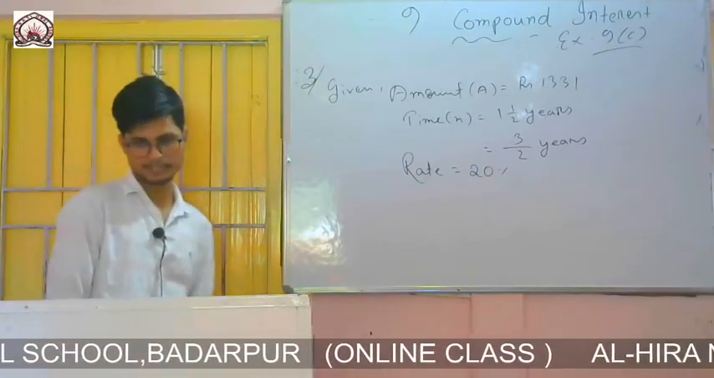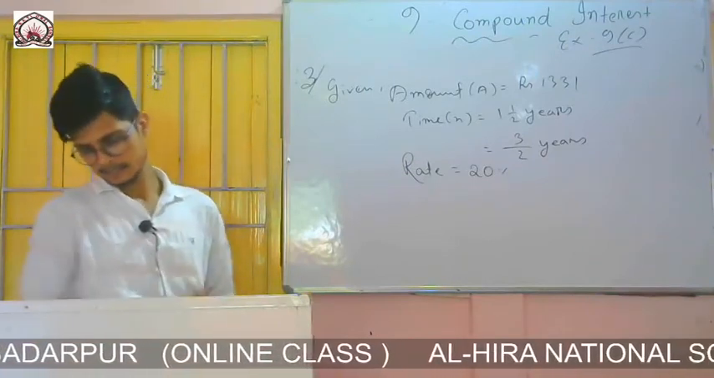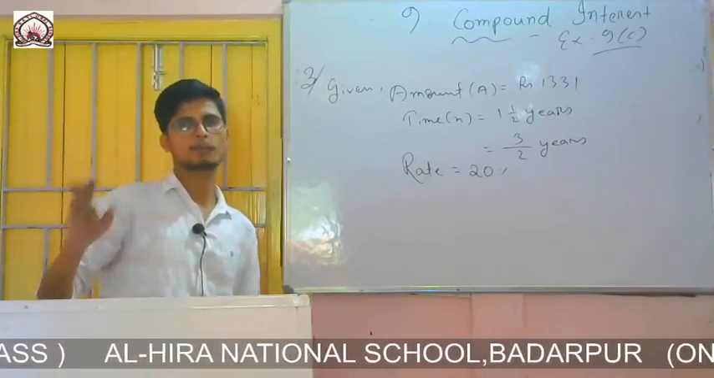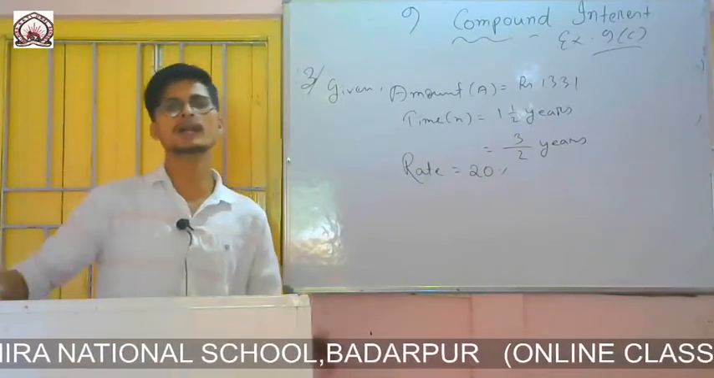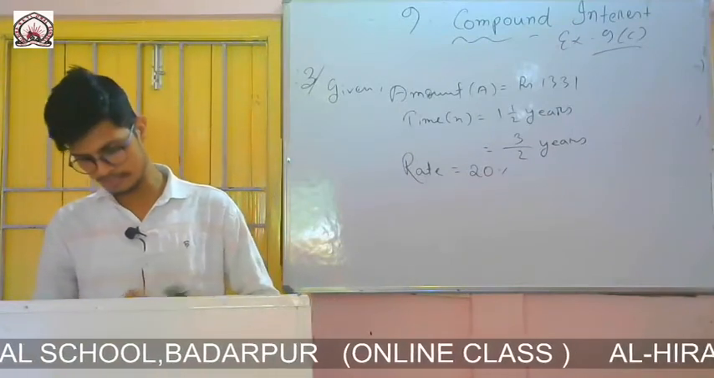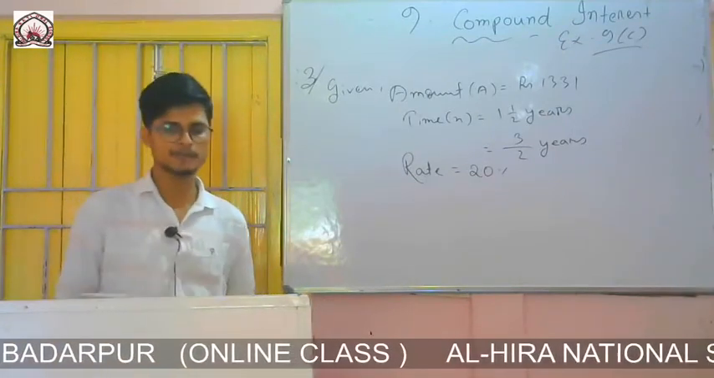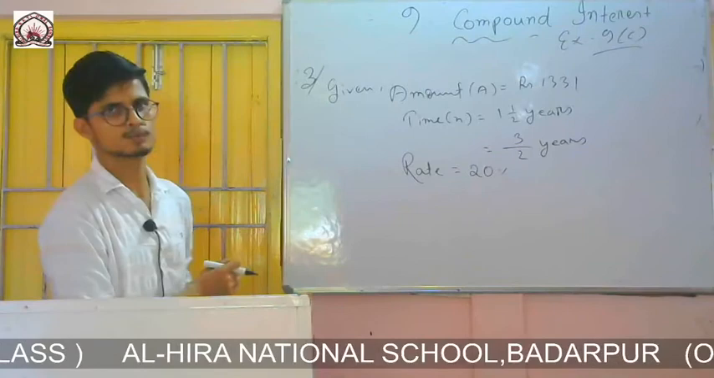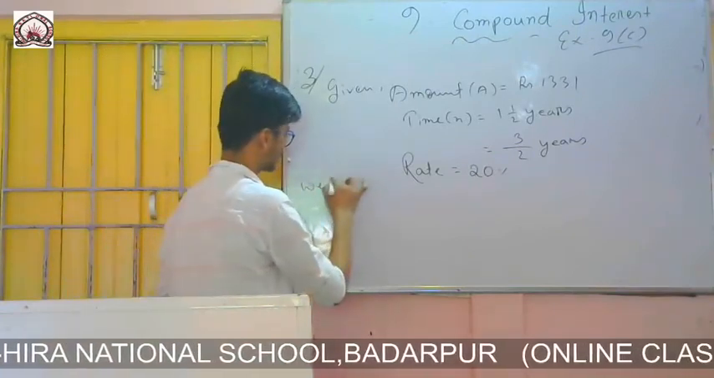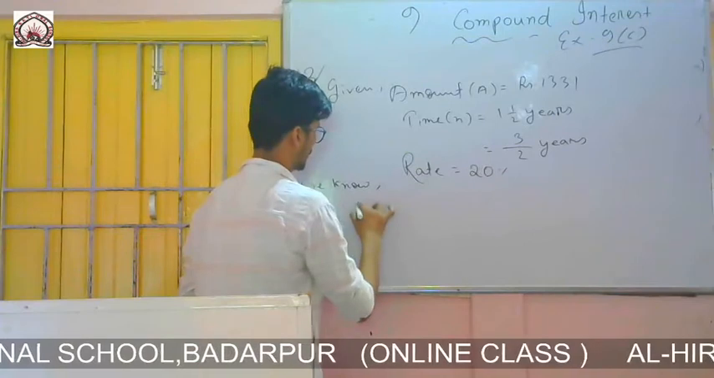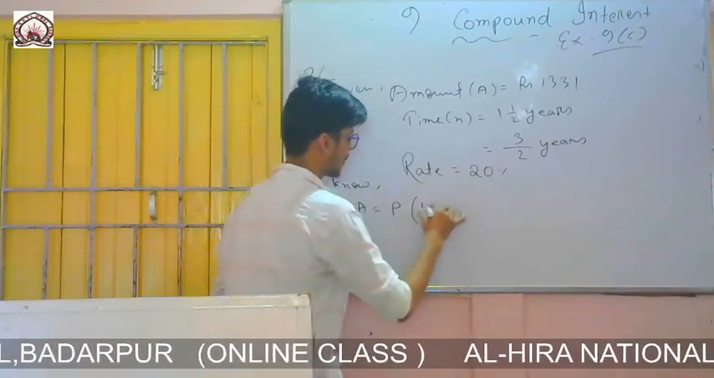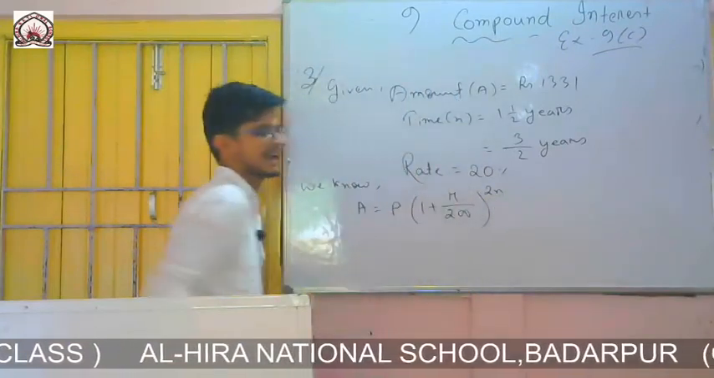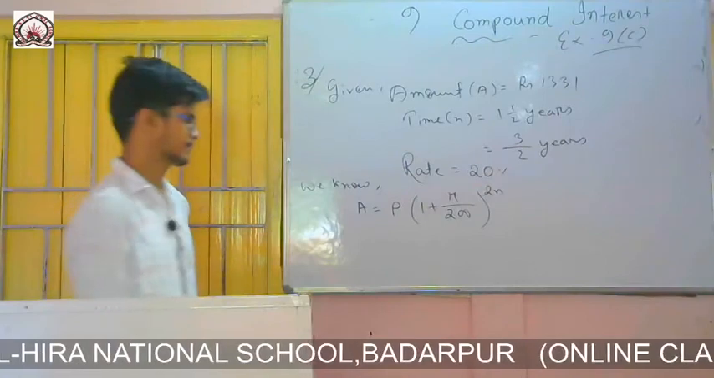But you see the question, in question number 3 it is compounded half yearly, so we will use the formula amount equals P into 1 plus R by 200 to the power twice n, because in this case it is compounded half yearly. So you write, we know amount equals P into 1 plus R by 200 to the power twice n. You can write, since compounded half yearly, that's why we have written like this.